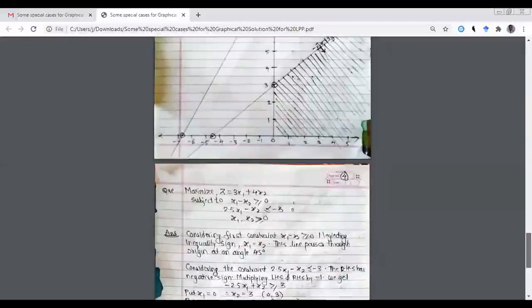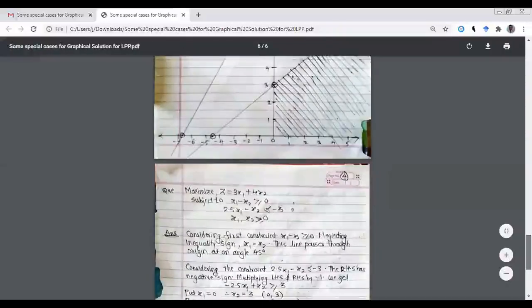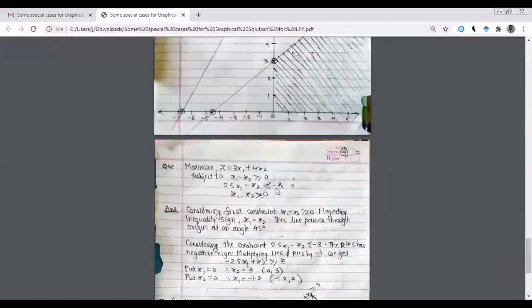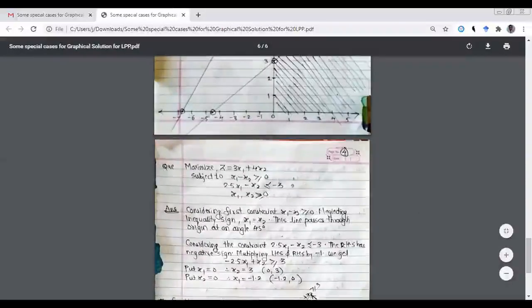Now let's move towards our next constraint, which is 2.5 x1 minus x2 is less than or equal to minus 3, right? Here again a minus sign is coming, so you'll have to make this minus sign disappear. You'll be multiplying both sides by minus 1. So minus 2.5 x1 plus x2 will be greater than or equal to 3. You can see that particular equation written here.